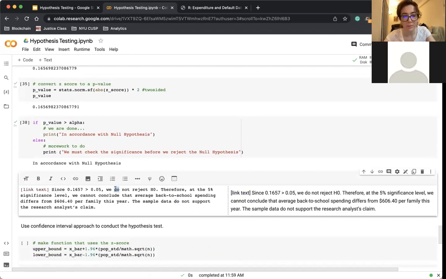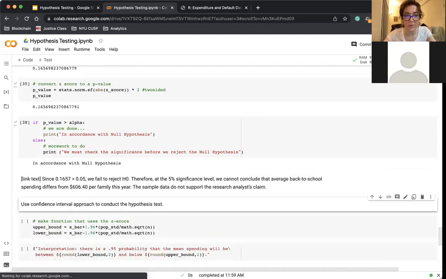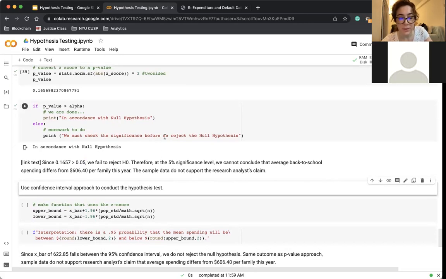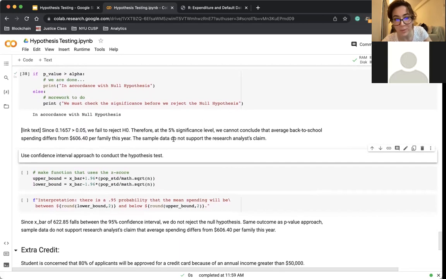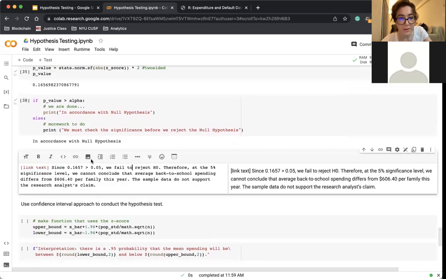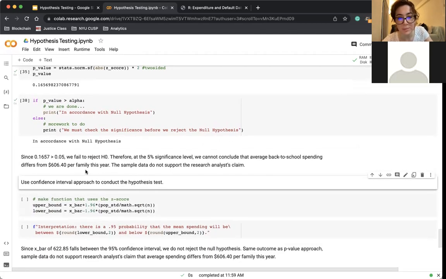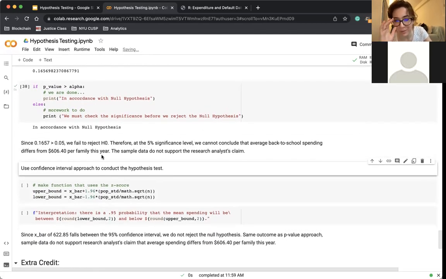Let me just make the words more consistent. But again, those are all equivalent: saying we do not reject and we fail to reject are equivalent. So therefore, at this 5% significance level, we cannot conclude that average back to school spending differs from the mean. And therefore, the sample data do not support whatever this research analyst claim was.